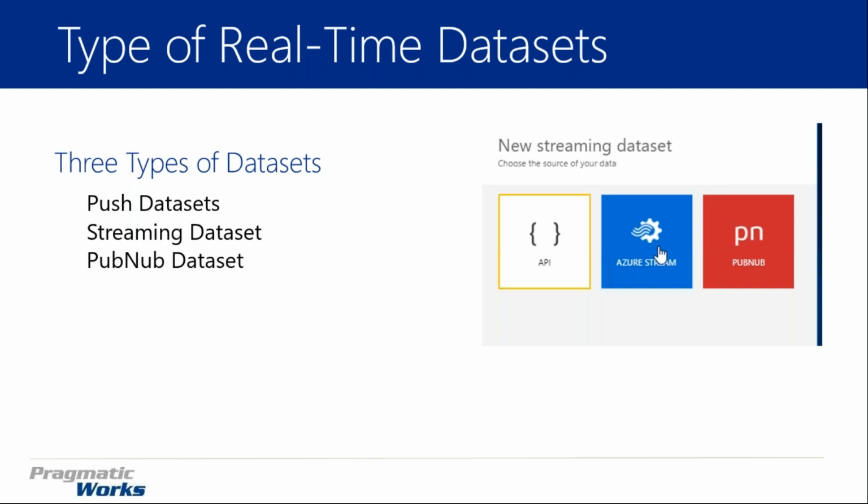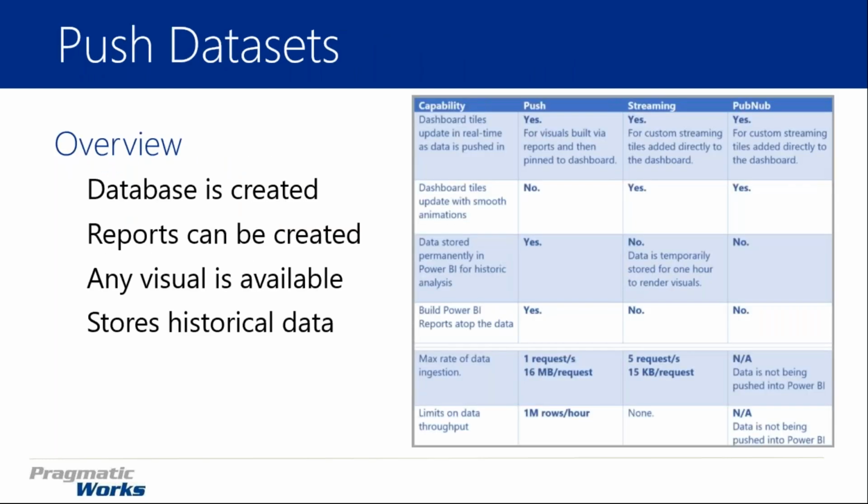Now, the one that we're going to focus on of these three is the push data set, or the API data set. The reason we're going to focus on that one for the time being is there's a lot of benefits to using the push data set as opposed to the other two. Some of the benefits are, one, it can track data historically a lot better. Two, you can create any kind of report visuals you want on top of push data sets, whereas streaming data sets and PubNub data sets are limited to only certain visuals within a dashboard.